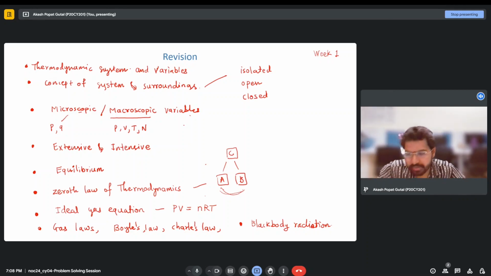Then we have seen several gas laws, Boyle's law and Charles's law, the proportionality that we have seen for volume and temperature. And we have seen black body radiation. What is black body radiation? How do we measure the temperature using black body radiation? That we have seen using practicals. This we have done in the first week.